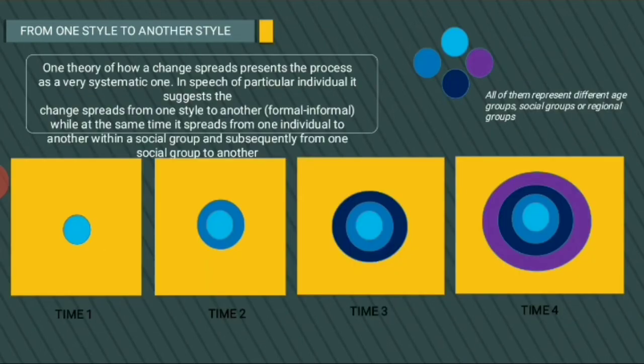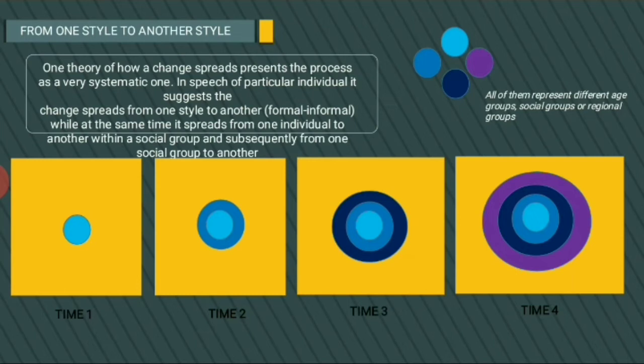Next, from one style to another style. So one theory of how change spreads presents the process as a very systematic one. In the speech of a particular individual, it suggests the change spreads from one style to another, formal or informal, while at the same time it spreads from one individual to another within a social group and subsequently from one social group to another. So this is the example.